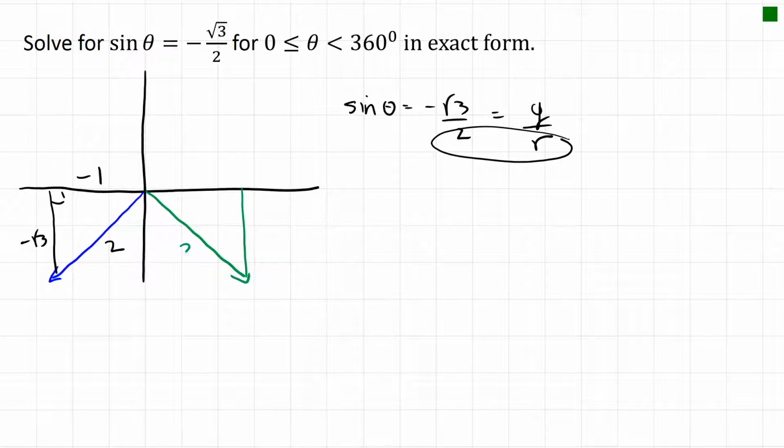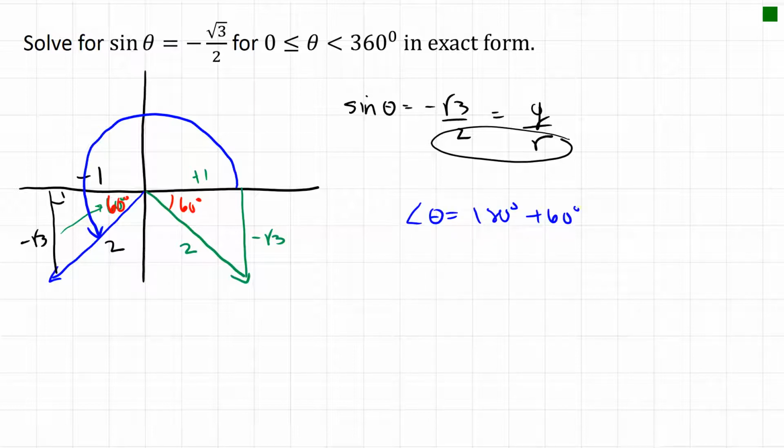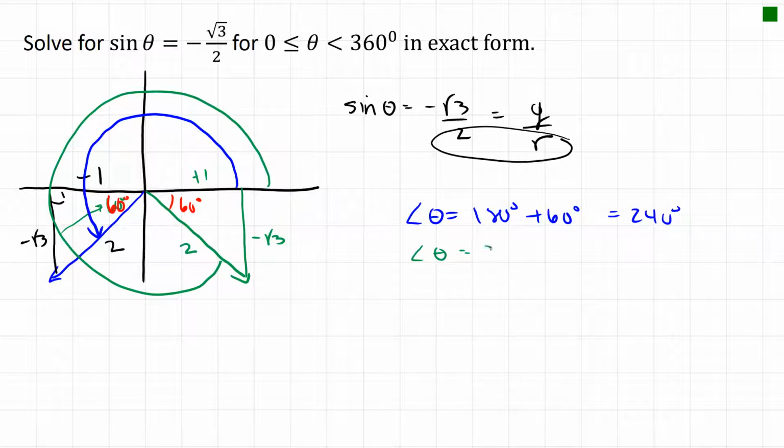And for the green one, it's the same sized triangle. So I put my values in. I know opposite the root 3, we've got a 60 degrees. So the reference angle, I'll put that in red because I've been doing that all along, is 60 degrees. And the last step is I measure it going counterclockwise from the x-axis. So the first answer is 180 degrees plus 60 degrees, which is 240 degrees. And the green angle is 360 minus 60 degrees, which is 300 degrees. So there are two answers to this question.